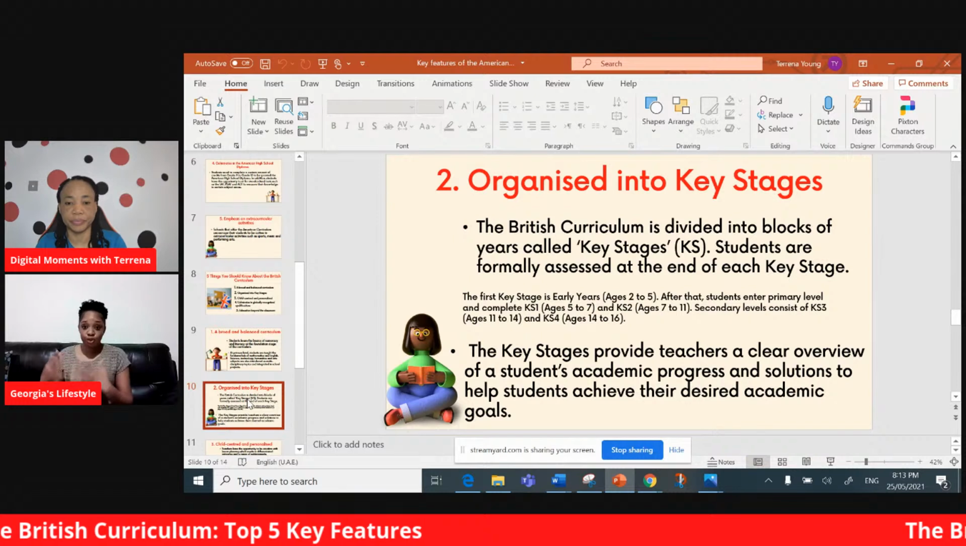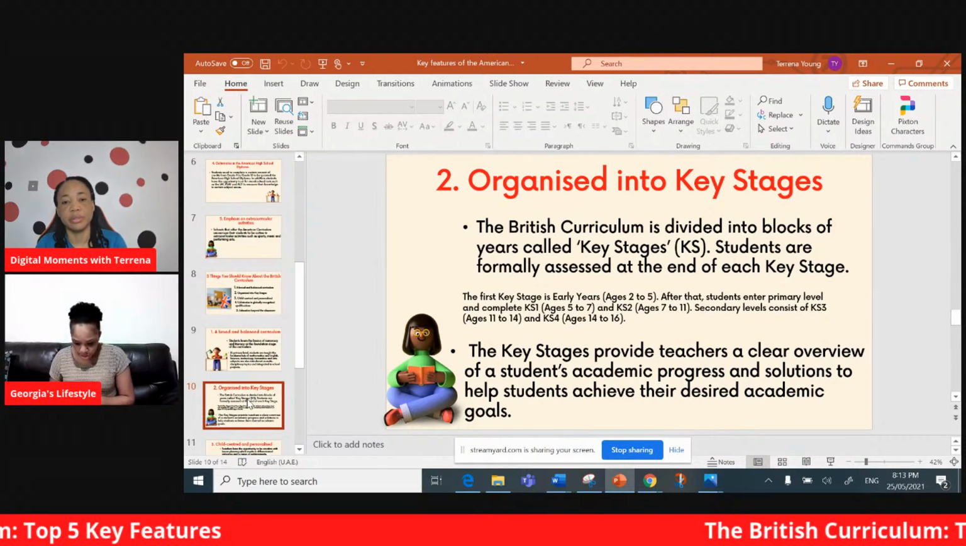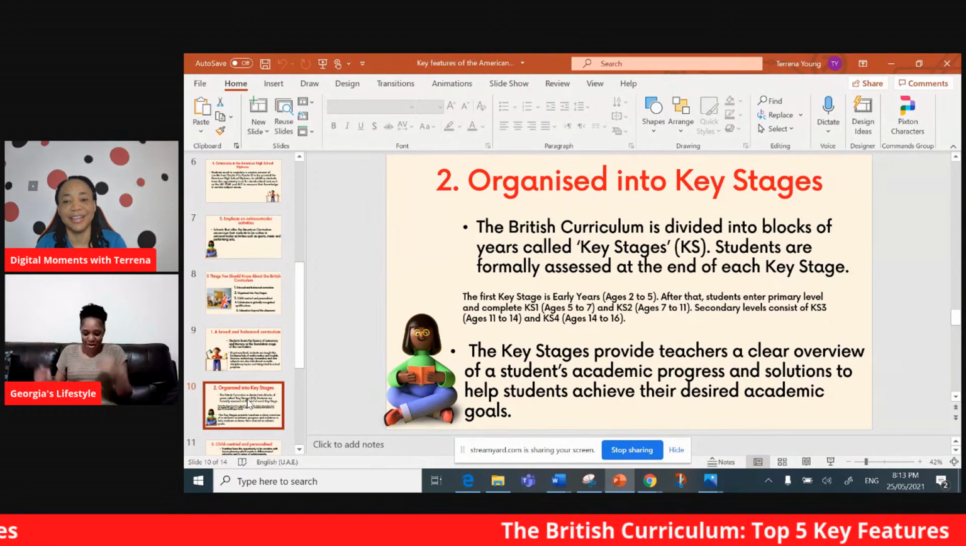And then we have key stage 4. Right. Oh, and it was right here. And here I'm talking from my head.